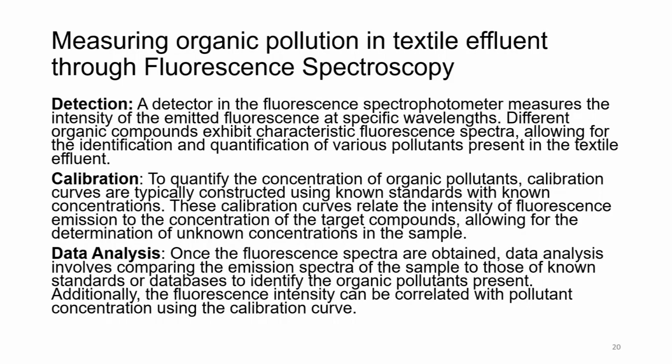Data analysis. Once the fluorescence spectra are obtained, data analysis involves comparing the emission spectra of the sample to those of the known standards or databases to identify the organic pollutant present. Additionally, the fluorescence intensity can be correlated with the pollutant's concentration using a calibration curve. So, it is quite similar to that of UV, where Beer-Lambert's law follows. So, whatever is present will be reflected in terms of its potential to emit the light.